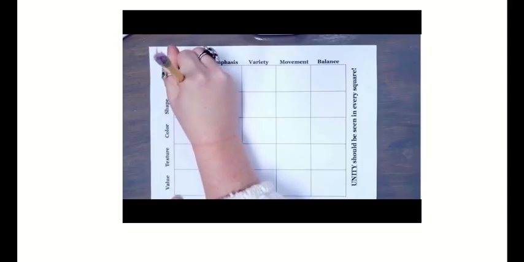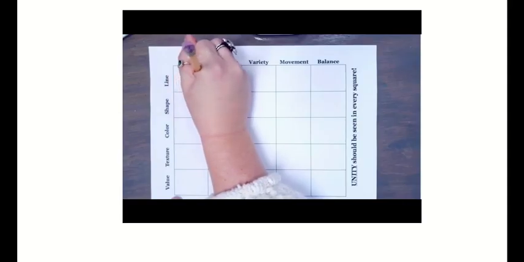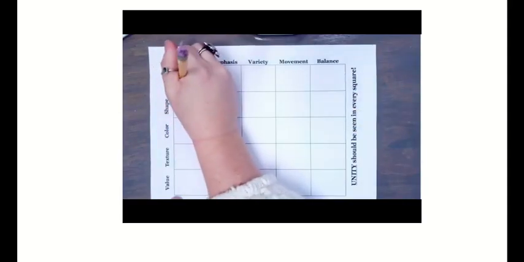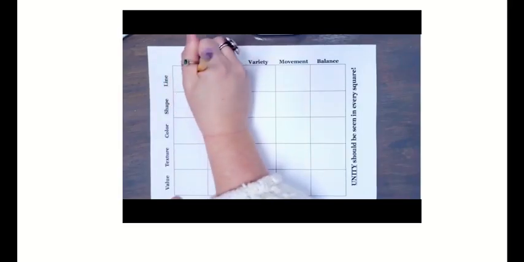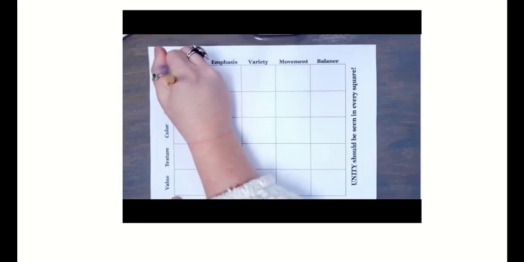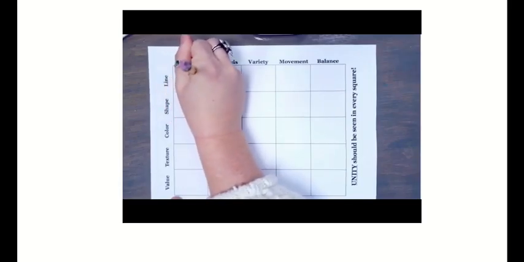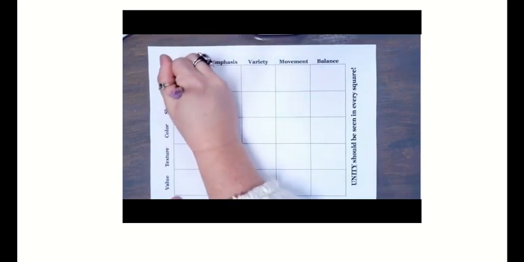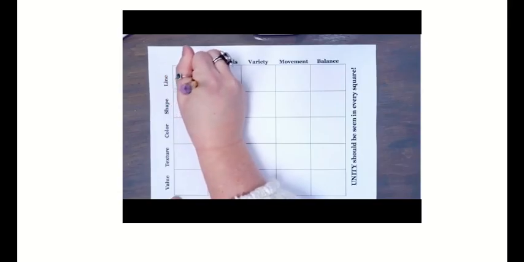So if we take a look at the first square in our matrix, we'll see that line is on the left-hand side and pattern is on the top. So that means that we are going to incorporate lines and patterns in our first square of our matrix. Think about how you can be unique and creative in each square of your matrix. I'm creating different dotted lines and zigzag lines to create a pattern within the first square.